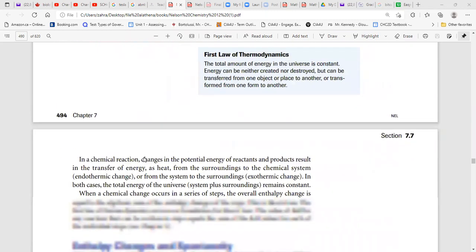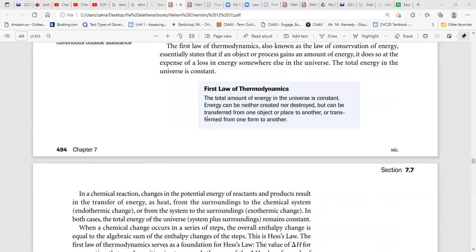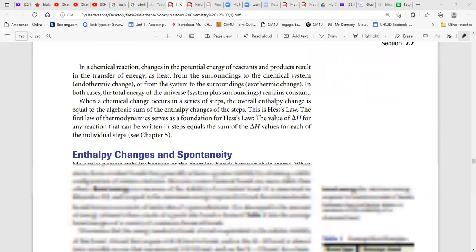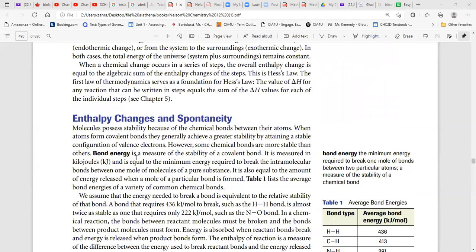Okay, so what is the first? There are 3 laws of thermodynamics. This is the first law. The total amount of energy in the universe is constant. Energy can be neither created nor destroyed, but it can be transferred from one object to another or transferred from one form into another form. So far, we have seen delta H, the energy released or absorbed when a reaction is happening.